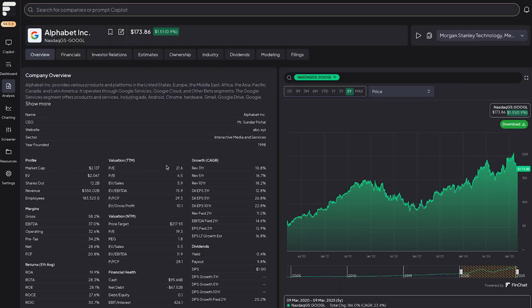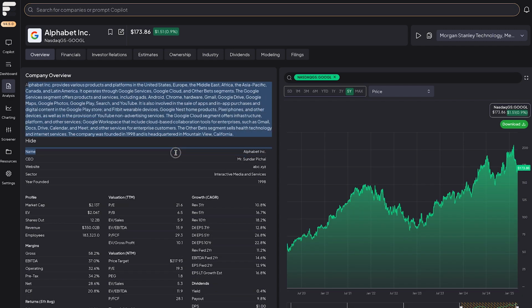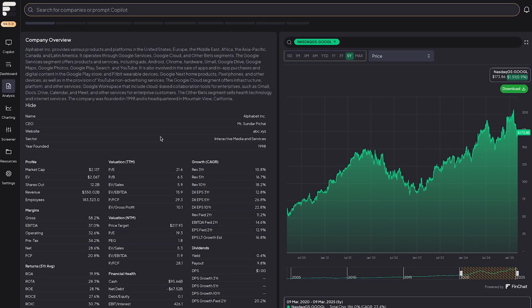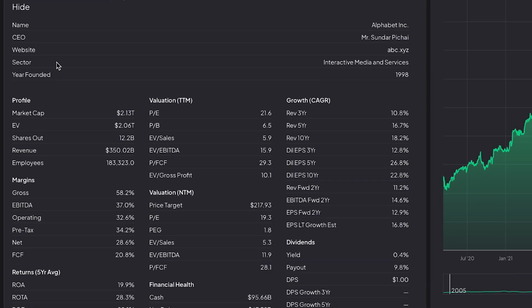And this will give you an overview of Google. There's a short description about what Google does. I'm sure Google doesn't need an introduction, but everything's here if you need it. You've got details about their CEO over here. You've got important metrics such as the market cap, the PE ratio. You've got information on their margins, such as their net margins.